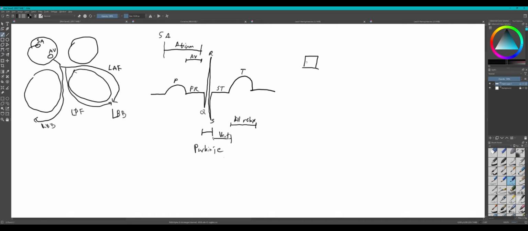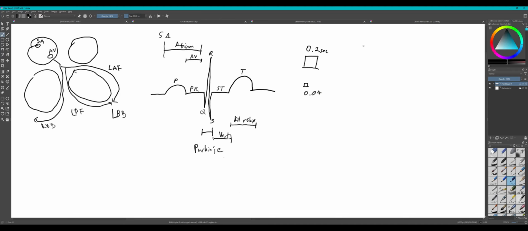All right. If you're looking at my screen, this is a large box. This is 0.2 seconds. And there's 5 subdivisions, right? 5 little boxes horizontally and vertically make up a large box. So if you're going to divide that by 5, how much time is the little box? What's 0.2 divided by 5? 0.04.